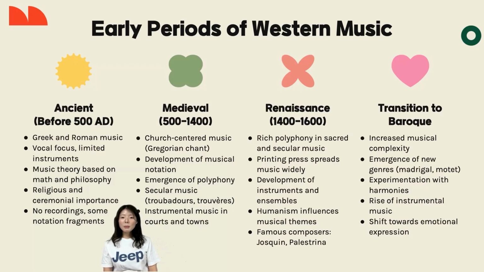And the printing press spreads music widely. The printing press helps you print music very fast and in very large amounts. Before, people had to write down every note and every single thing on the manuscript, but the printing press allowed people to have mass production, and they could provide the music to many people.